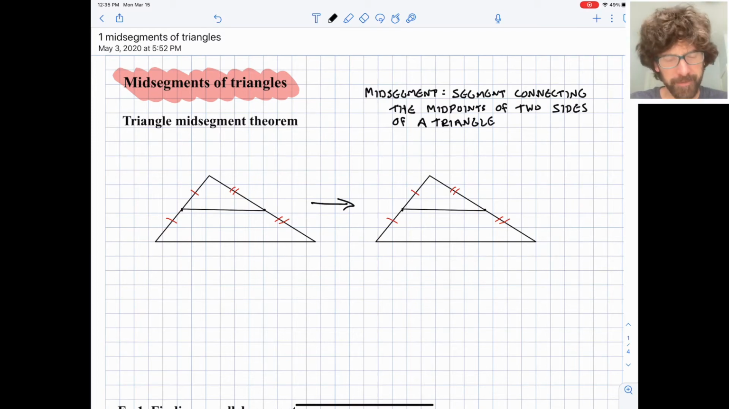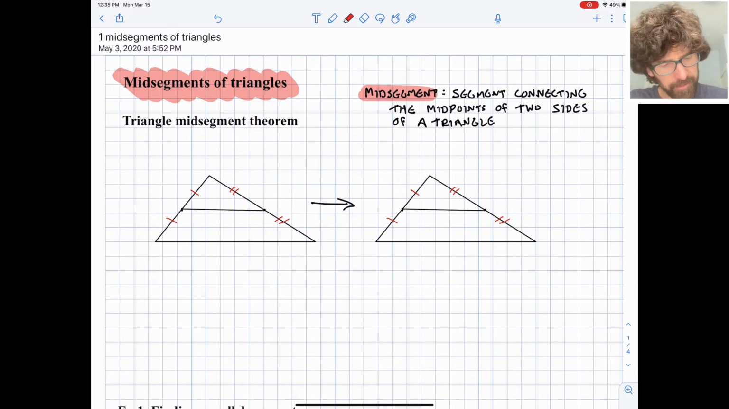All right, this is a video for geometry on midsegments of triangles, some of the properties associated with them, and we will start off with an introduction and then do a few solved examples. So I want to remind you first about what a midsegment is. A midsegment is a segment connecting the midpoints of two sides of a triangle.